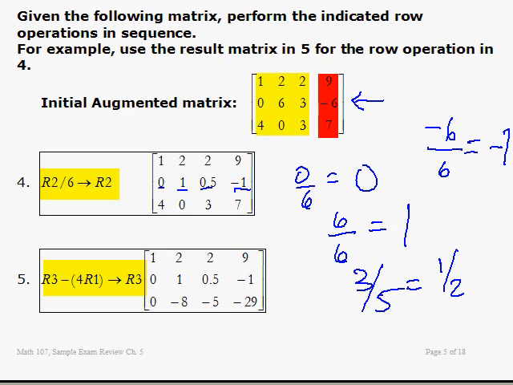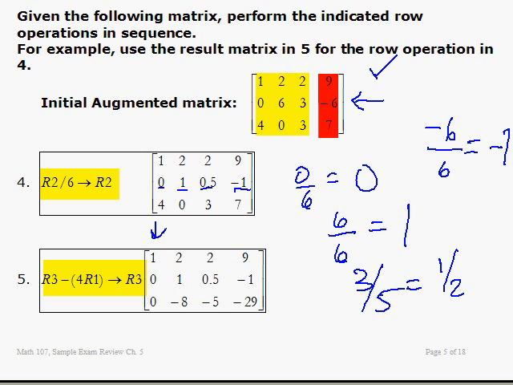Now, when you go to this next one, which says take row 3 minus 4 times row 1 and put the results in row 3, you don't go back to the original matrix. You don't go all the way back here. Instead, you just use this one and advance. So the first row stays the same, 1, 2, 2, 9. The second row, 0, 1, a half, minus 1, stays the same. But for row 3, you take whatever was originally in row 3, and you subtract from it 4 times row 1.